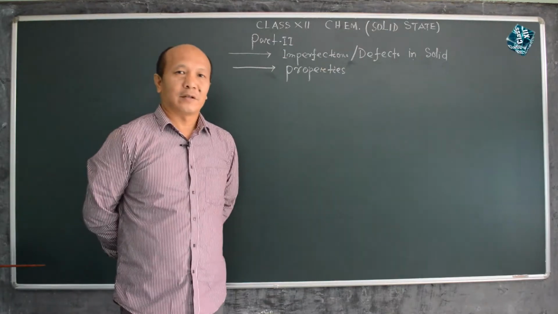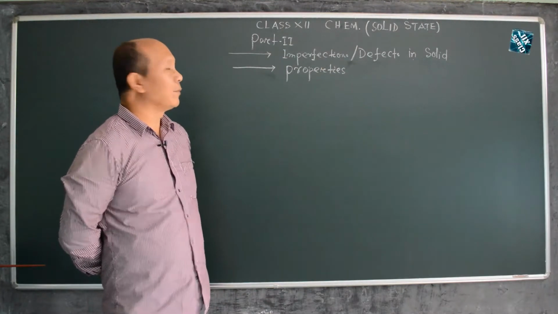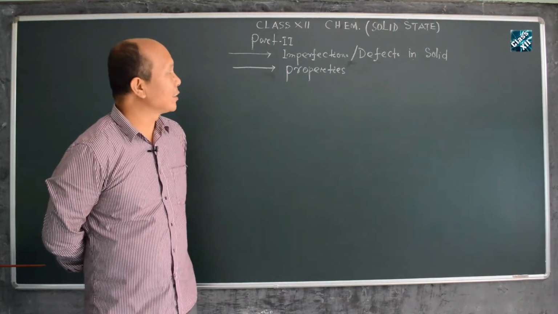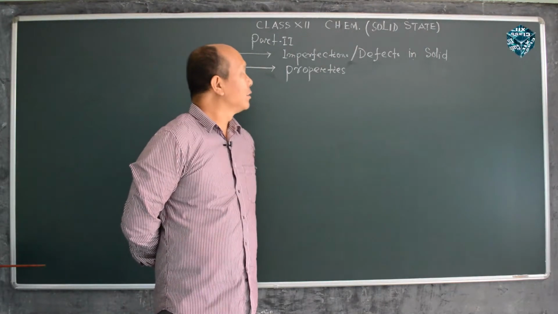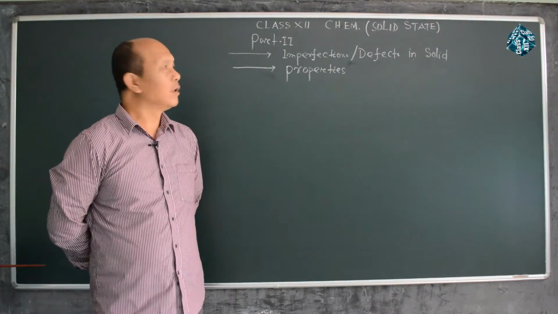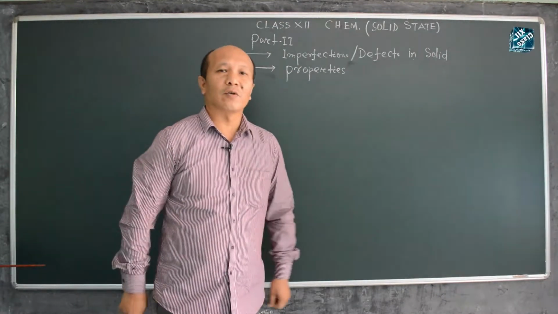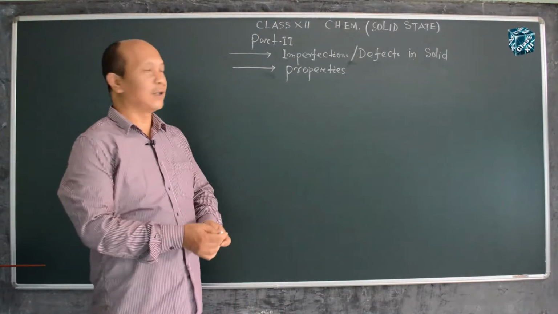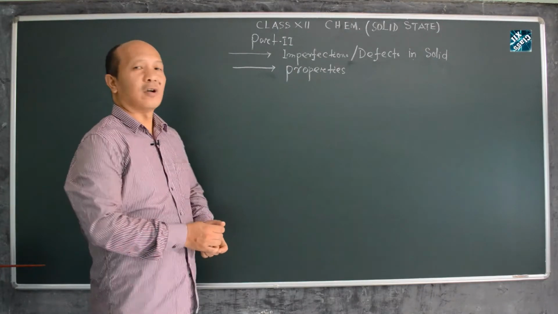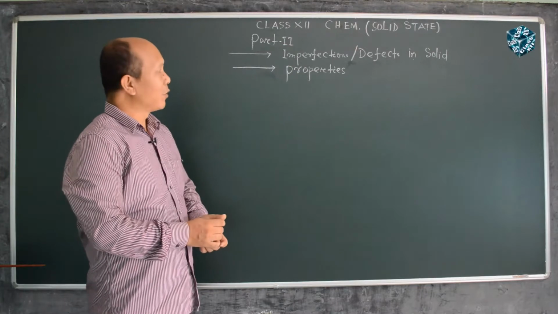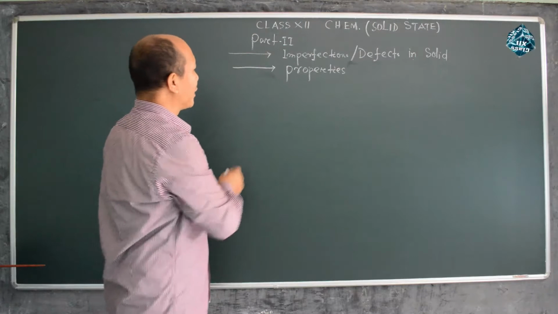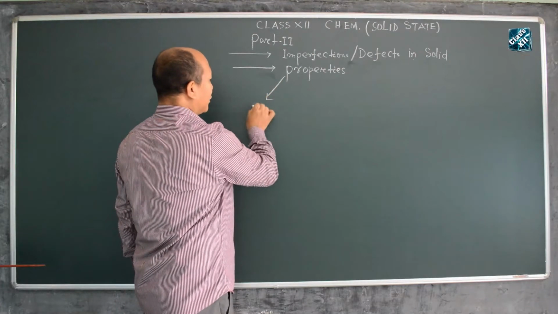The second part's main objective is imperfection or defects in solids, and the properties of solids. First, imperfection or defects in solids will be discussed. Properties of solids, some basic ideas to understand. There are two types of properties of solids.